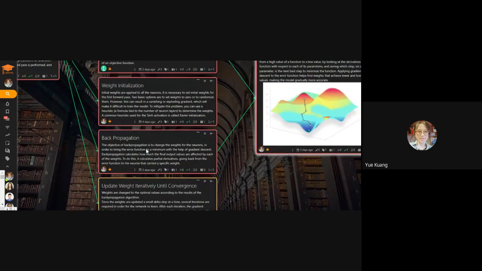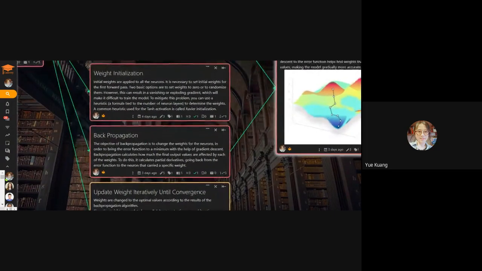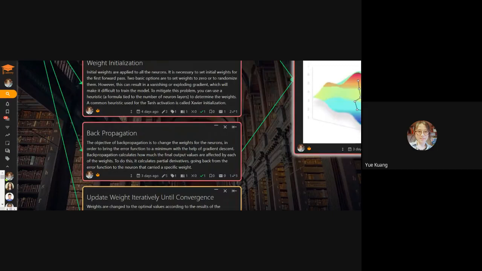And that is what backpropagation is aimed to do. The objective of backpropagation is to change the weights of the neurons in order to bring the error function to a minimum with the help of gradient descent. Backpropagation calculates how much the final output values are affected by each of the weights. To do this, it calculates partial derivatives going back from the error function to the neuron that carries a specific weight.